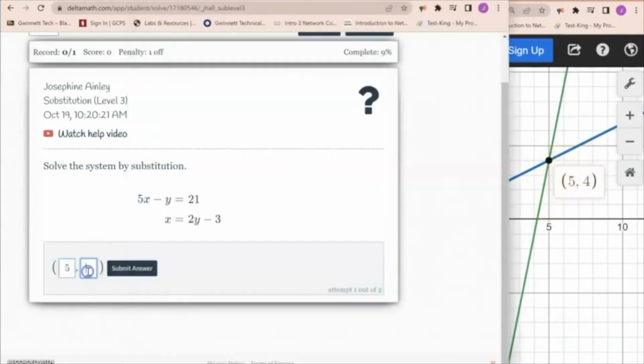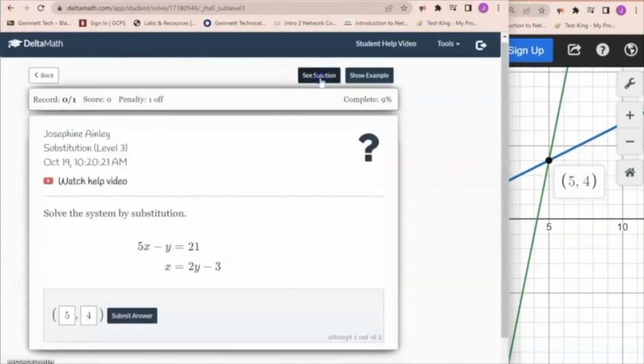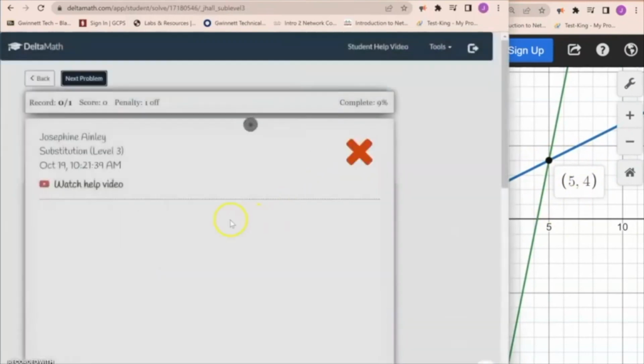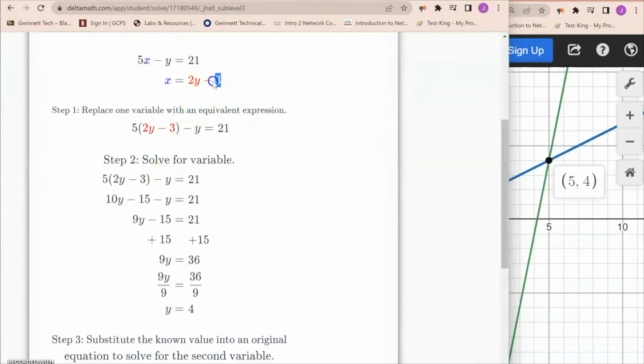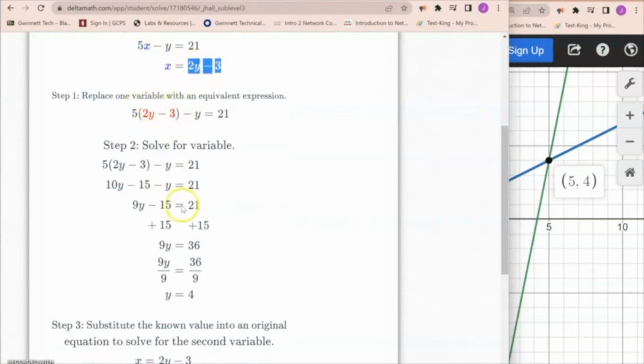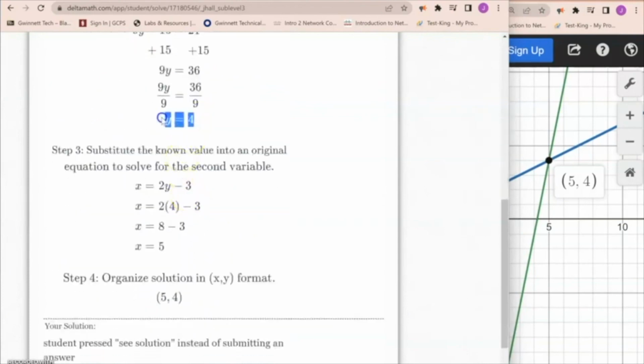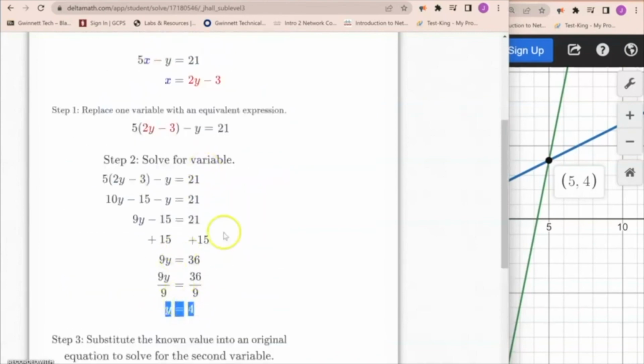Now we can obviously do this by hand. In fact, I'm going to get it wrong so that I can show you. All right, you're substituting this part into x. So substitute this part where you see x. So you take this and you put it in here, and then you distribute and solve the equation to get y equals 4. Once you get y equals 4, you plug it back into whichever one looks easier. I'm going to plug it into here.